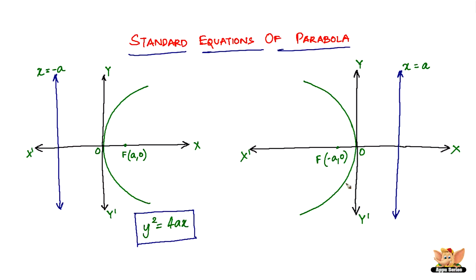So what is the equation of the parabola if it exists on the left side of the y-axis, or in the negative direction of the x-axis? Here it is. It is given by y square equals negative of 4ax. This is the standard equation of the parabola if it exists on the left side of the y-axis, or in the negative direction of the x-axis. So these are 2 of the 4 ways in which a parabola can be drawn. Let us have a look at the other 2 on a new page.